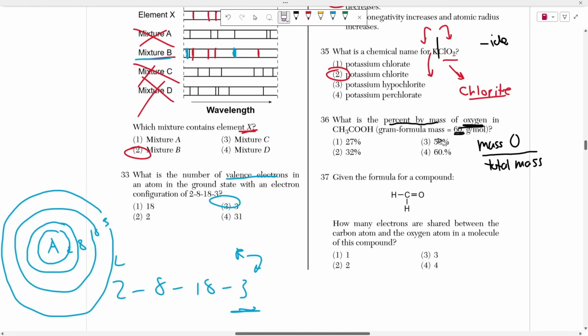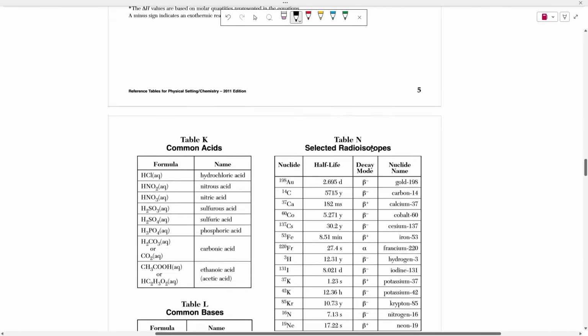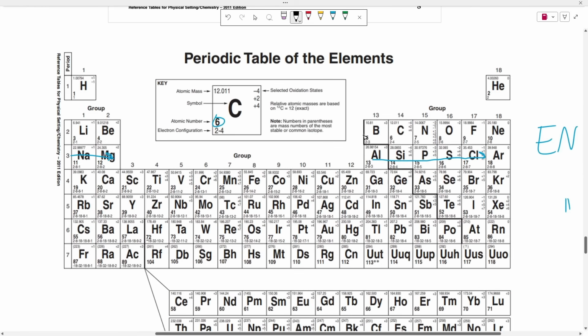Okay, the gram formula mass is just the total mass for this entire molecule. So we know that this is 60 grams per mole, so we'll put 60 grams per mole in the denominator. Now we need to find the total mass of oxygen, the species we're finding inside of this compound. If we have CH3COOH, I actually have 2 oxygens. So if I look at the mass of oxygen, I can find it in the periodic table of elements, all the way up in the top left corner. That's going to tell me that the molar mass of oxygen is 16 grams per mole.